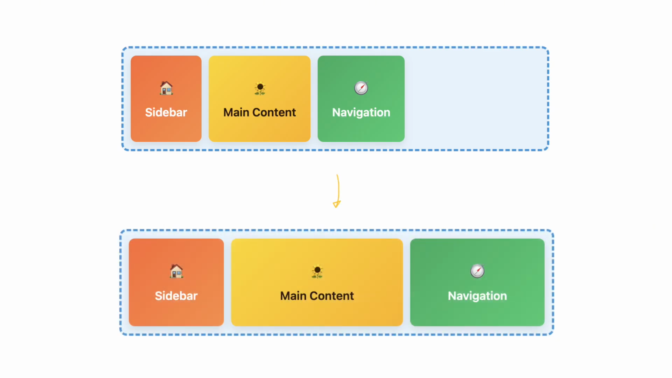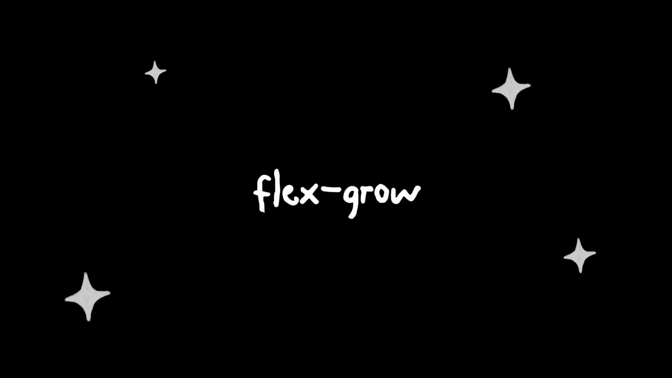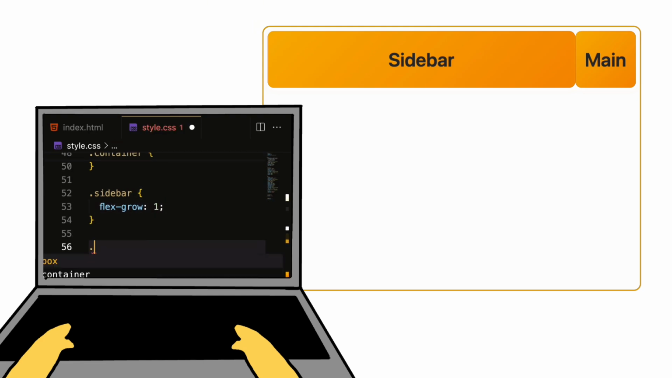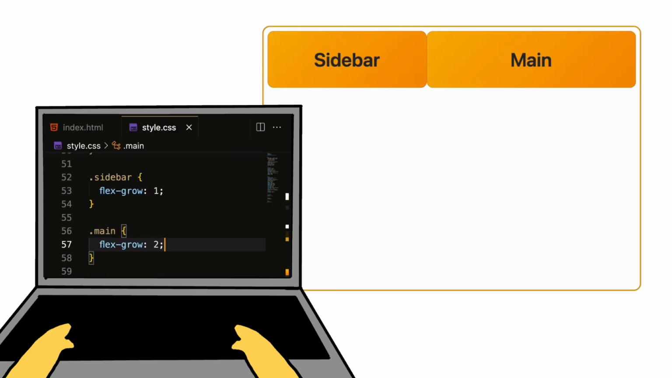Buzz's main content needs more space than his sidebar. Individual flex items have 3 key properties. Flex grow controls how items expand. Give an item flex grow 1 and it fills available space. Give another flex grow 2 and it takes twice as much. The values are ratios, not fixed sizes.